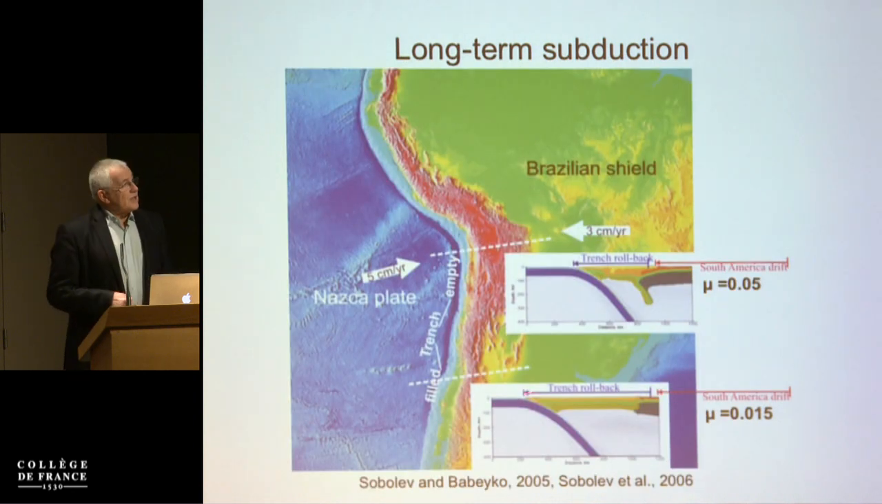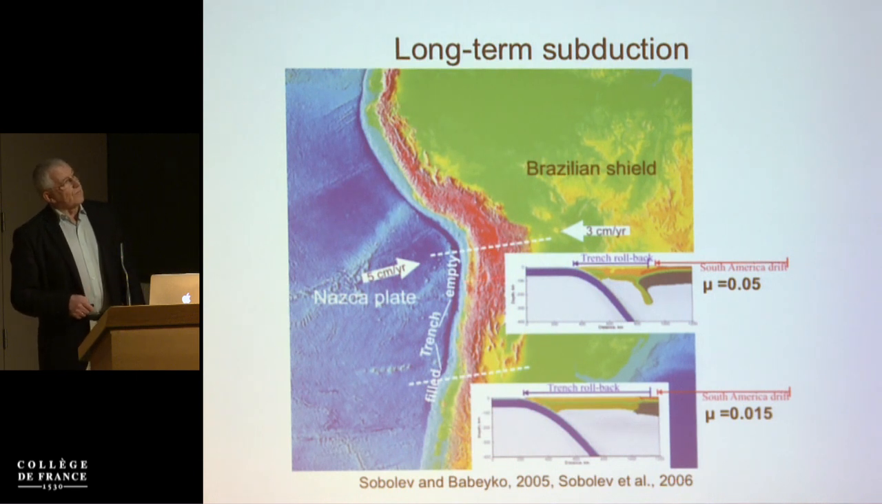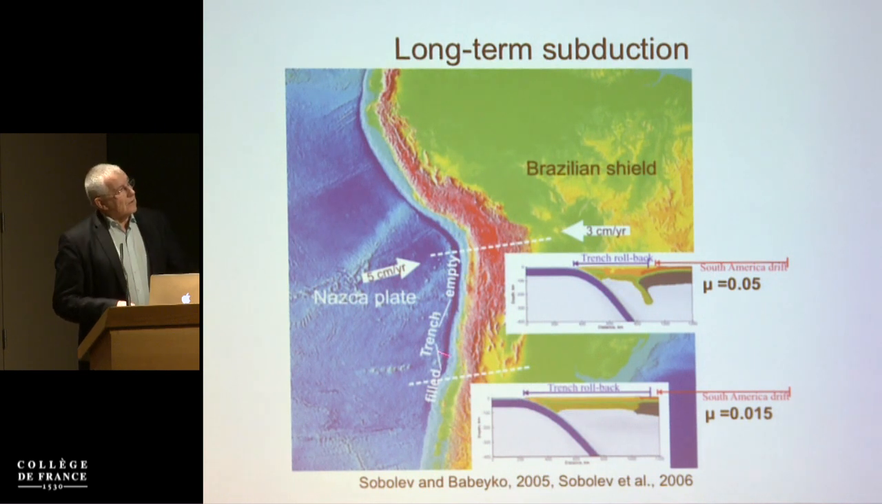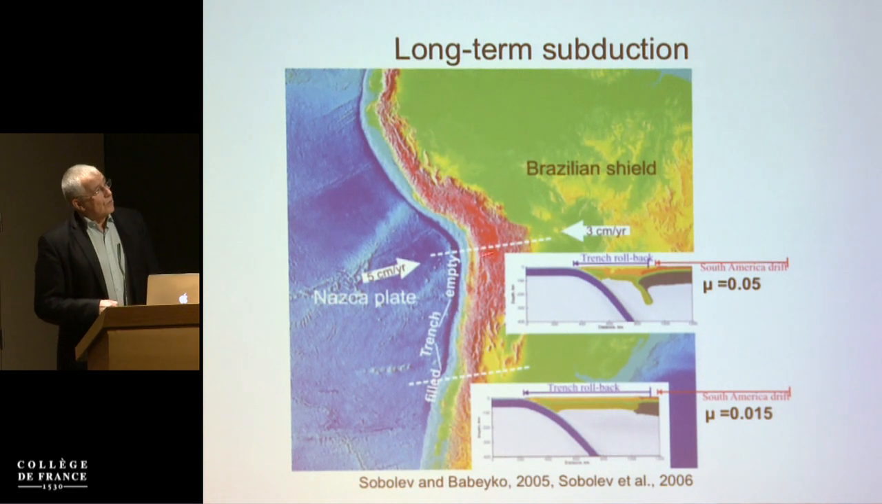Okay, now we have done this in more detail also for special cases. This is the Central Andes, and this is the Southern Andes. And we modeled the evolution of the system during 30 million years. And we got a very good fit of evolution and structures for the Central Andes with a friction coefficient of 0.05. And for the Southern Andes, even much lower, 0.015.